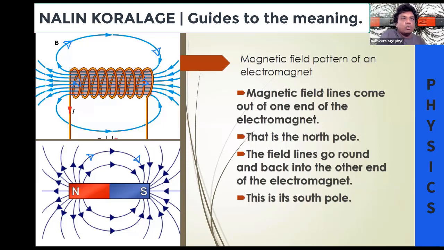Now, magnetic field lines come out of one end of the electromagnet. That end is called the north pole, of course. Yes, we know that. And the field lines go round back into the other end, and that end is called the south pole, right? That's all about that. Okay, fine.